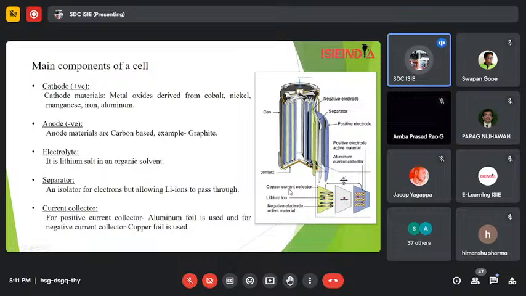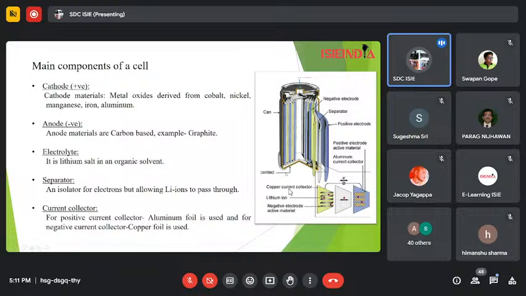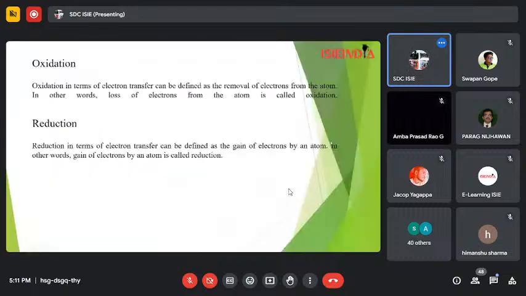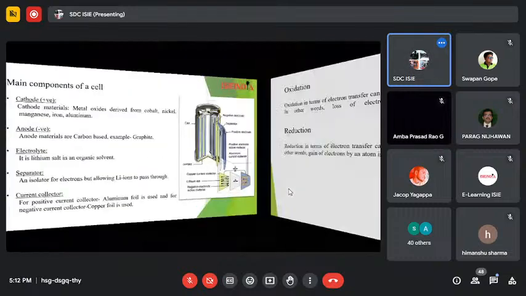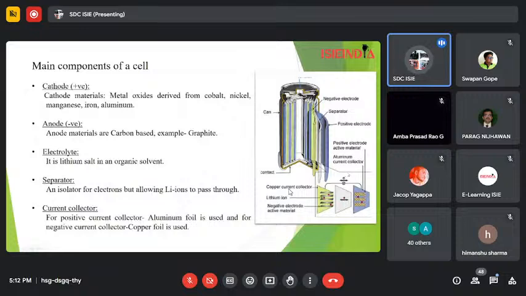So here the contacts are there. The positive contact will be here and the negative contact will be here. The negative electrode, separator, positive electrode, positive active material, aluminum current collector, right? So these are the current collectors, which are made up of copper and aluminum.